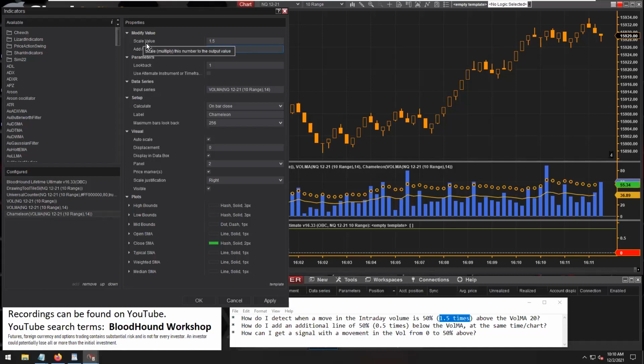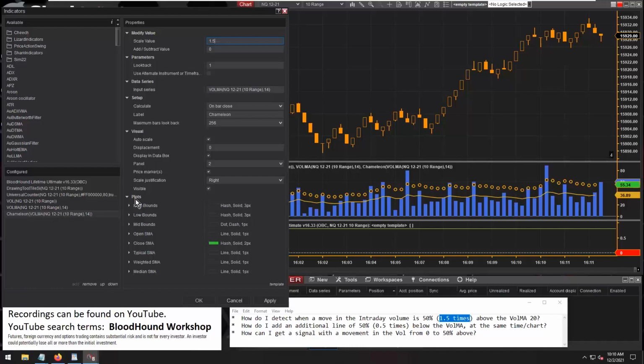That's one of the reasons why Chameleon is still around, because it does have this scale, which is a multiplier. If you're going to scale something, that's another way of saying multiplication or division. So if you put 0.5, that would be dividing by half. And it has this addition, subtraction.